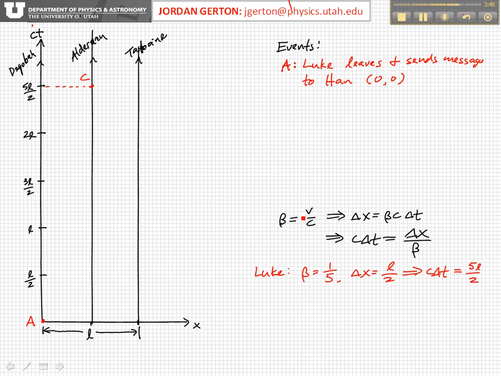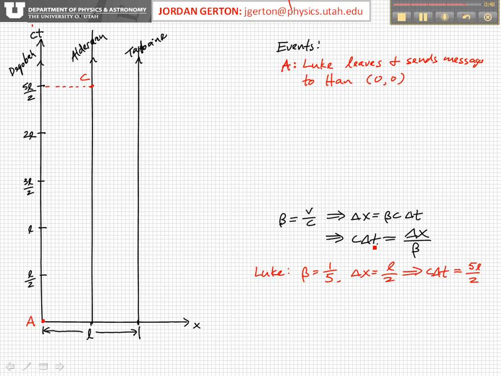So let's just remember the definition of beta, and write that a change in a spatial coordinate is related to a change in time just by v. So delta x is equal to v delta t, and v in this definition is just beta times c. Okay, so this is just distance equals rate times time.